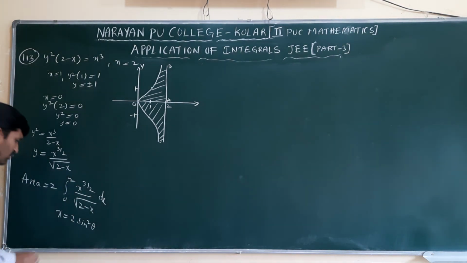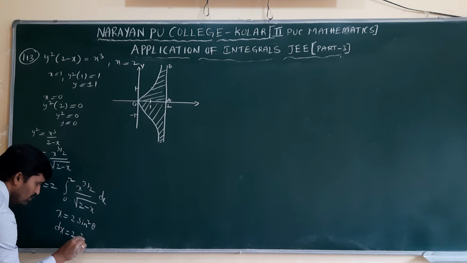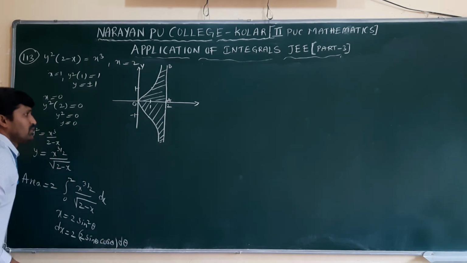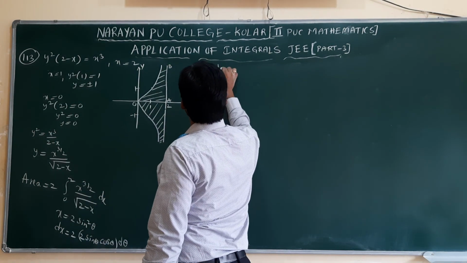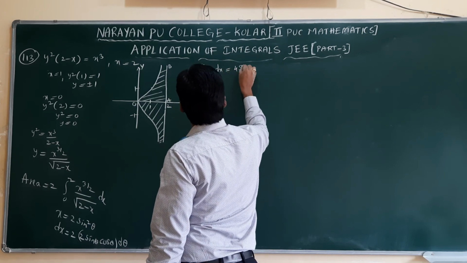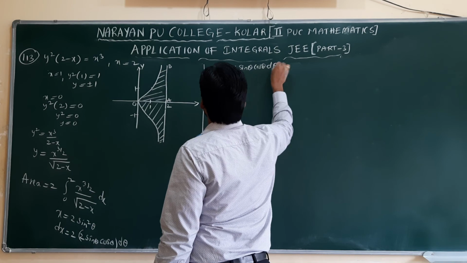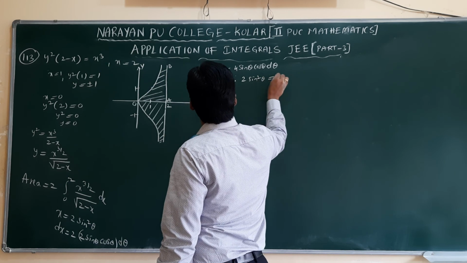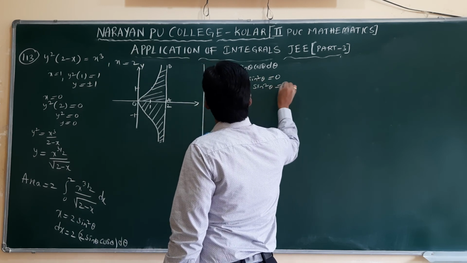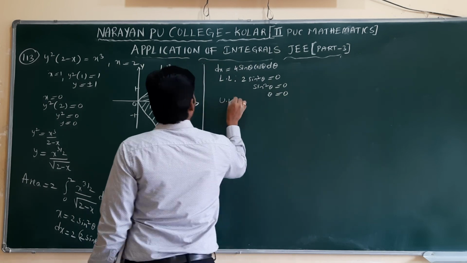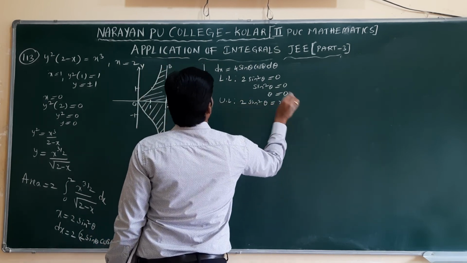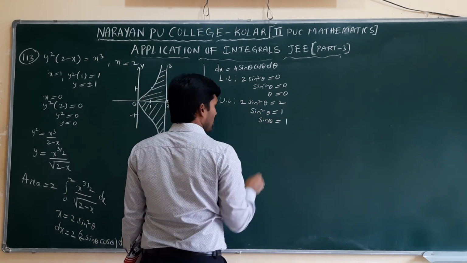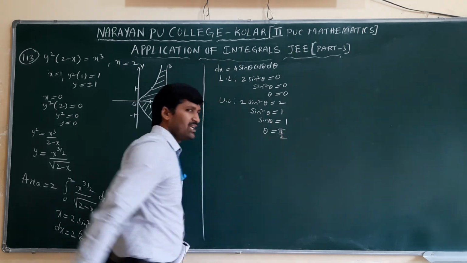Okay. Now the derivative: dx equal to 2 into 2 sin theta into cos theta d theta. That is dx equal to 4 sin theta cos theta d theta. I will change the limits. Lower limit: 2 sin square theta equal to x value, how much? 0. Sin square theta is 0, then theta is 0. Upper limit: 2 sin square theta equal to 2, sin square theta equal to 1, sin theta equal to 1, theta equal to pi by 2.